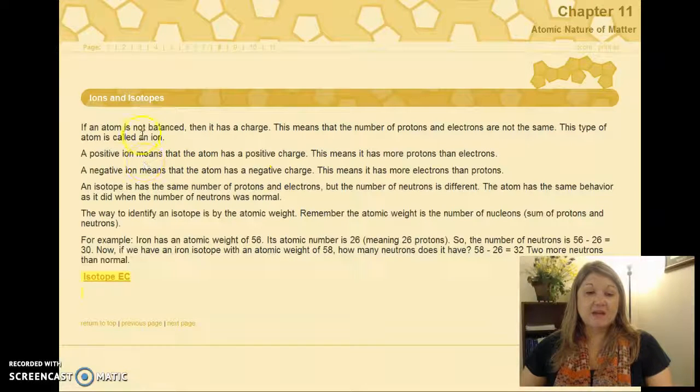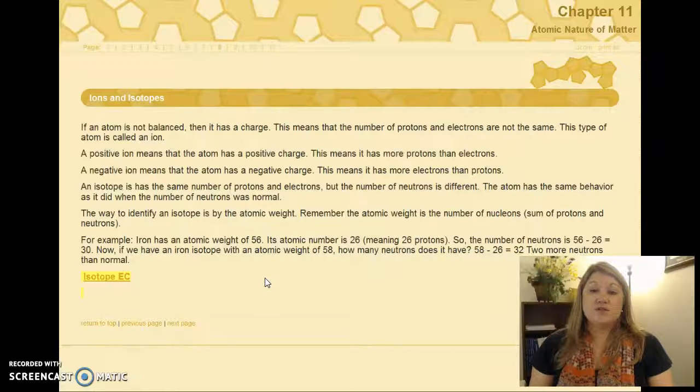If an atom is not balanced, like I was mentioning before, then it has a charge. If that's the case, it's called an ion. If you have more protons than electrons, that's a positive ion because protons are positive. If you have more electrons, electrons are negative, so that means you have a negative ion.